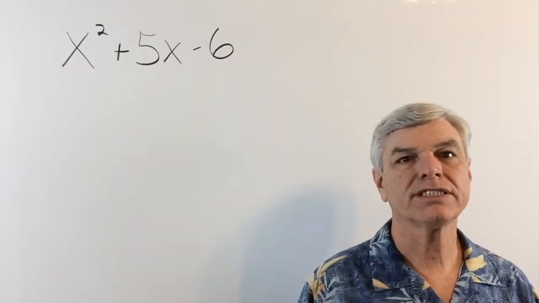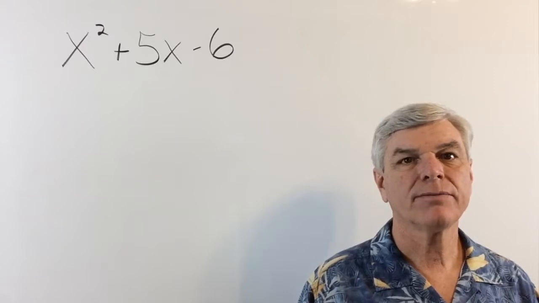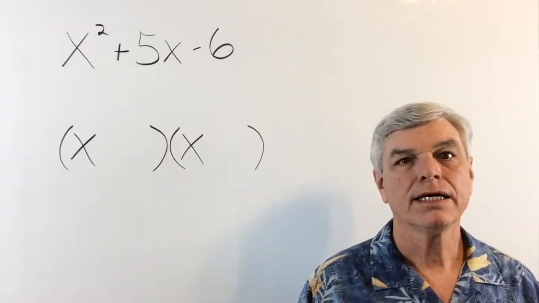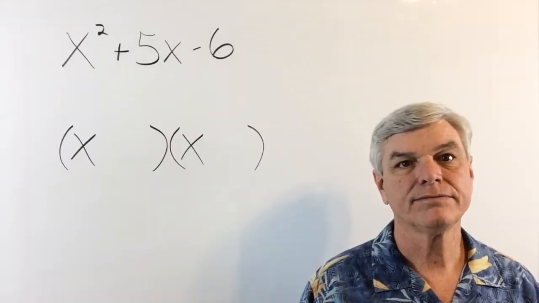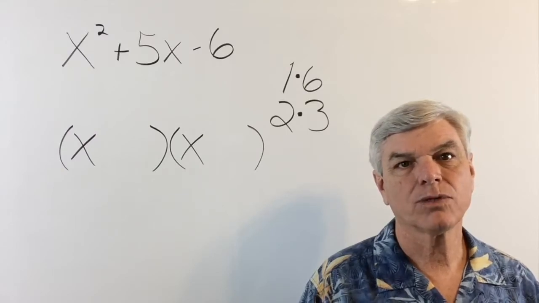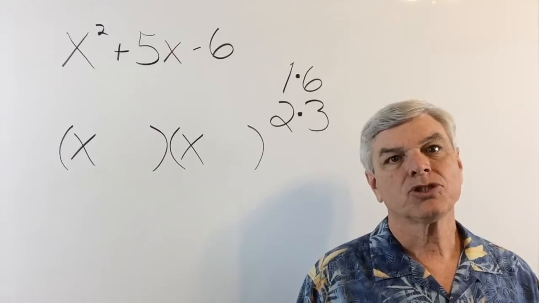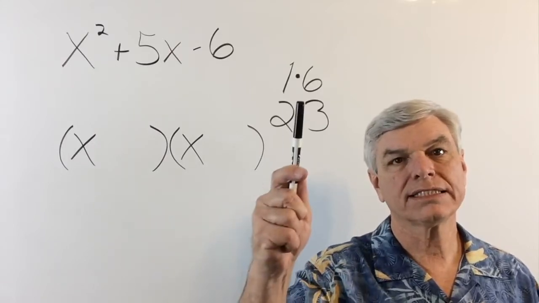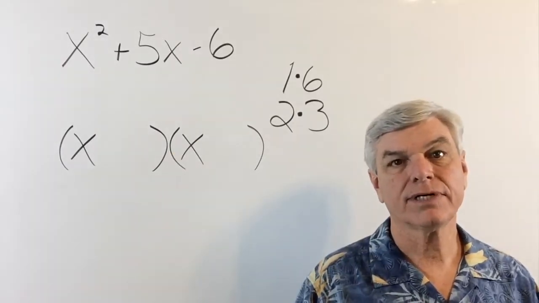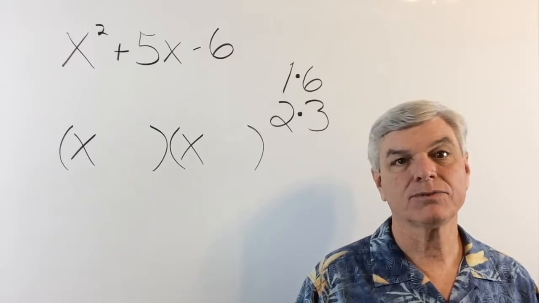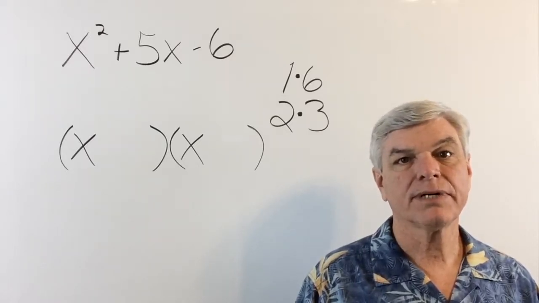Okay, that looks pretty simple. Let's put our binomials together. And let's tear apart our 6. So our factors are 1 times 6 and 2 times 3. Can we add or subtract 1 and 6 to get to 5? Well, yeah, if we subtract them, 6 minus 1 is 5.